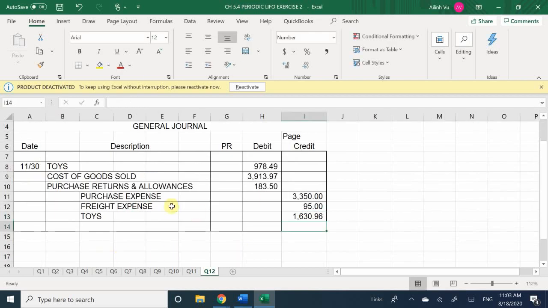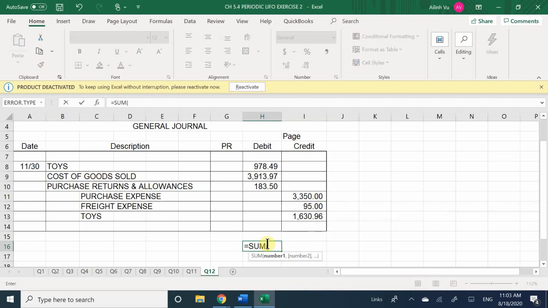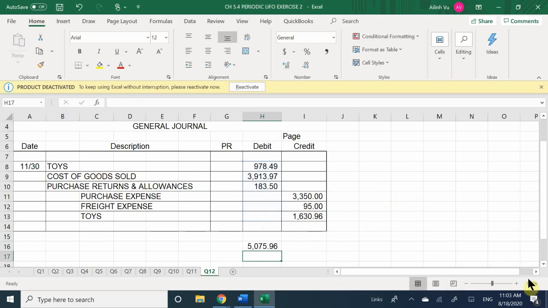Let's double check if our accounting is correct by seeing if our debits match our credits. Okay, so I get 5075.96, and I get it on both sides. So success. I did my journal correctly.